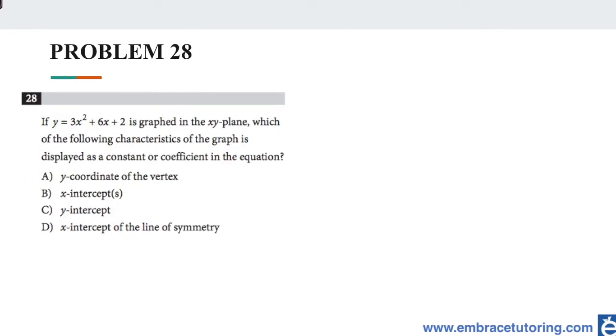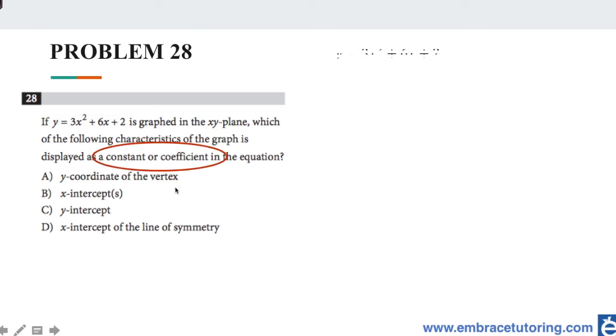For question 28, it says, if y equals 3x squared plus 6x plus 2 is graphed in the xy plane, which of the following characteristics of the graph is displayed as a constant or coefficient in the equation? And what we want to try to do without having to pull out our calculator is see if we can figure something out quickly that makes sense where it's displayed inside of the equation.